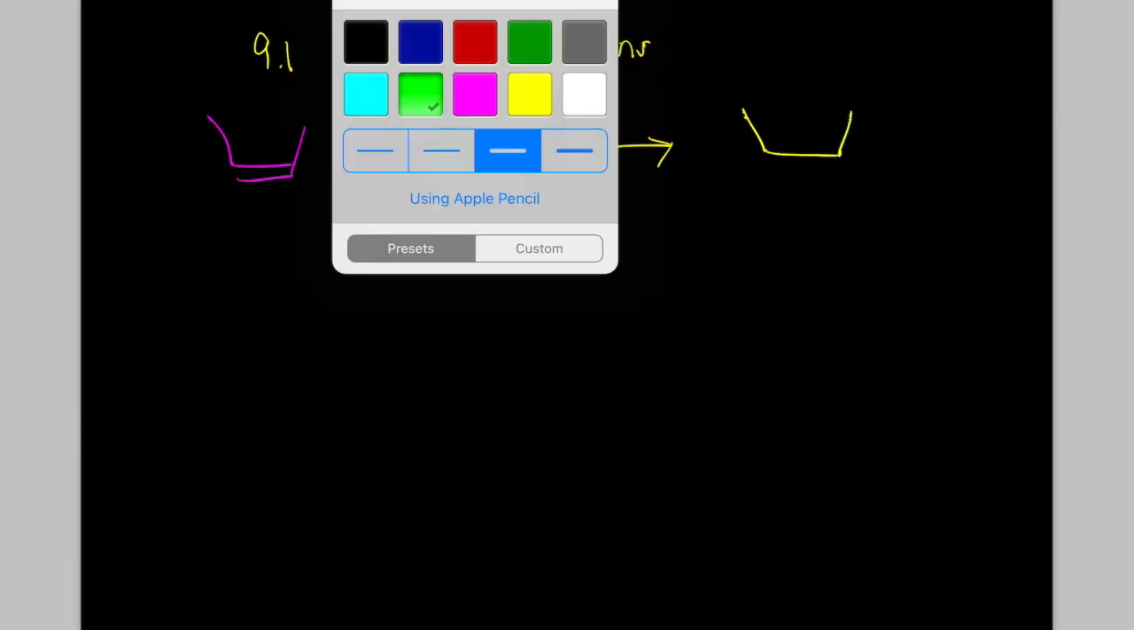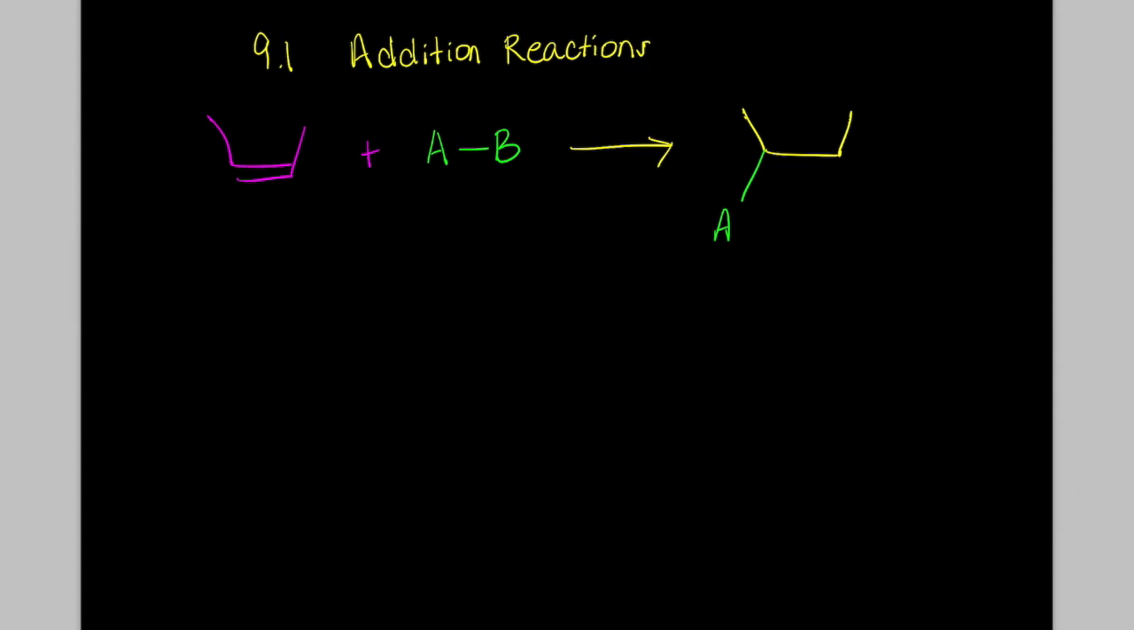So A becomes bonded to the alkene or the organic fraction, and B becomes bonded to what used to be the alkene, and now it's an organic fraction. So what you're doing is you're converting a pi bond and usually a sigma bond between groups A and B, and you're converting these to two sigma bonds.